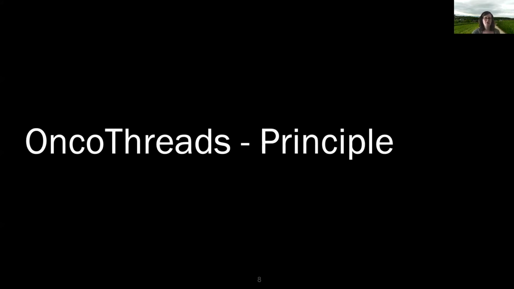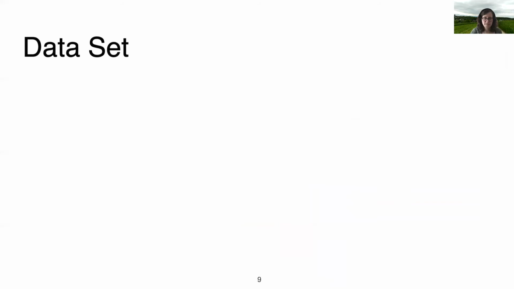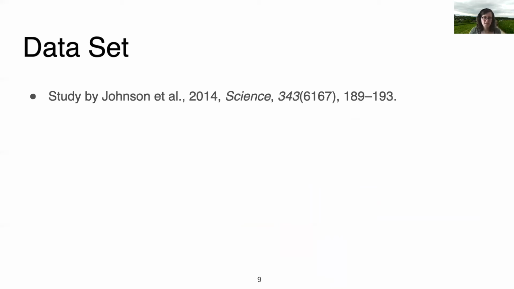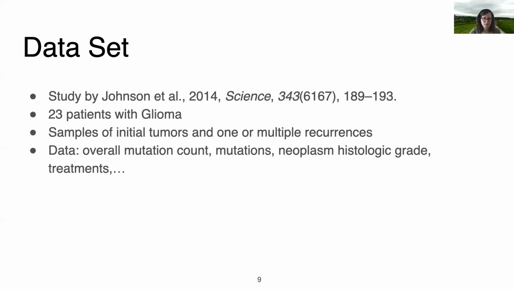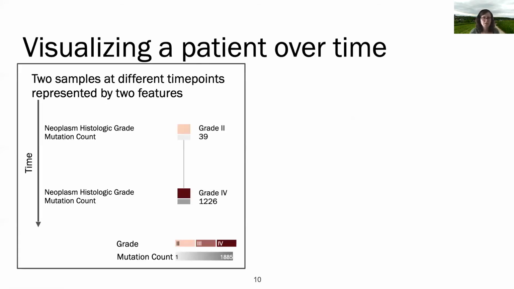And I now want to show you how OncoThreads works with a small data set from a study by Johnson et al. from 2014. And it contains 23 patients with glioma. Each patient had samples of initial tumors and one or multiple recurrences. For each sample, we had overall mutation count, mutations, neoplasm histologic grade, and we also had information about the treatments that happened between the samples. So here I will show you how the tool works for one patient, but in the end, we will show you an entire cohort.